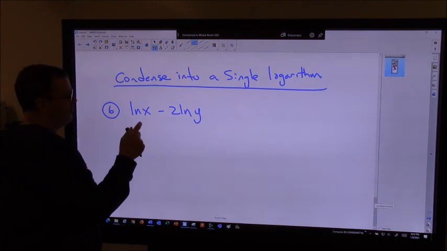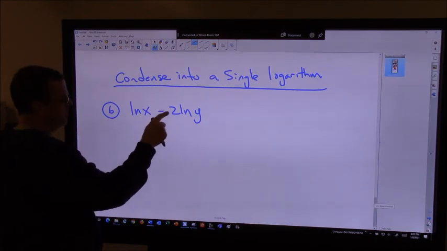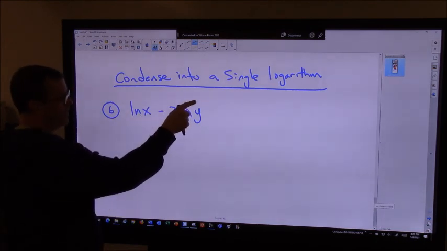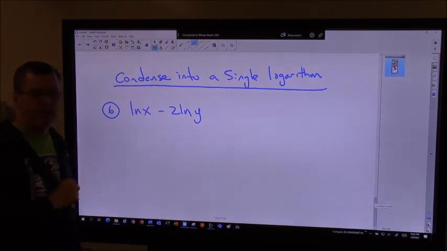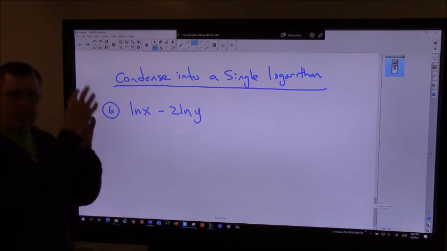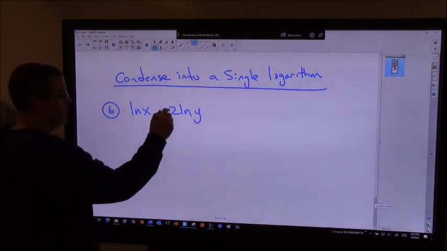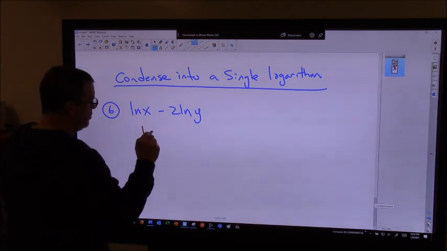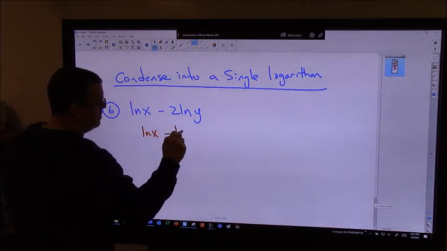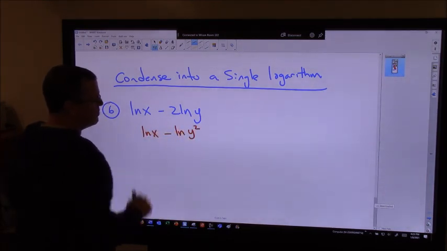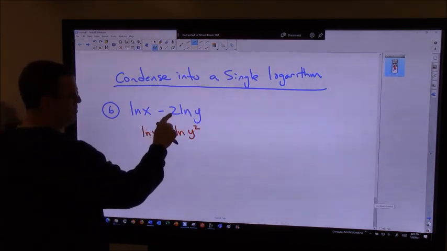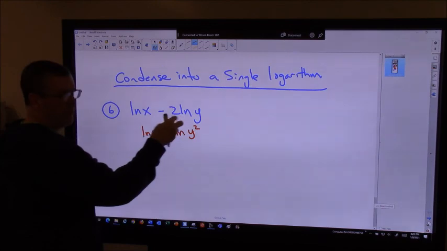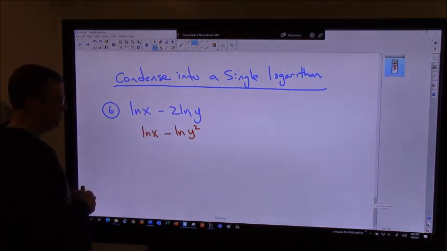All right, so first of all, I want to look at this and I want to think, okay, I need to bring that 2 back up. I'm also looking at this and I'm thinking that you subtract exponents when you're dividing. So when I condense this, I'm going to be dividing two things. But I want to take care of this first. So I've got natural log of x minus natural log of y squared. Okay, if we're condensing, anytime you have numbers in front, you've got to bring them back up. We're undoing what we just did a little while ago.